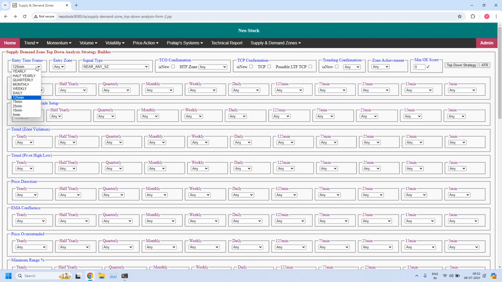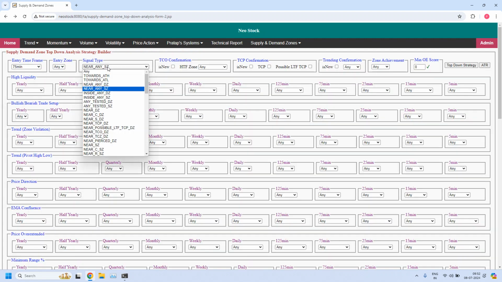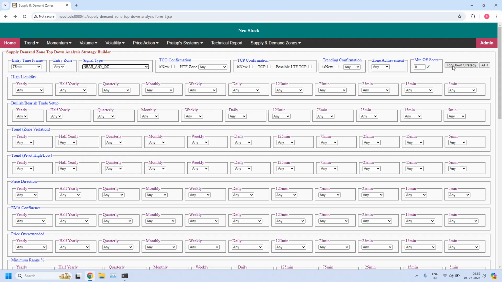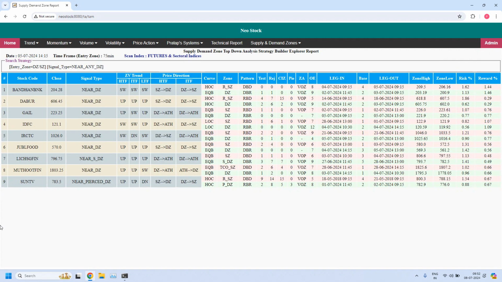Going back and changing the time frame to 75 minutes, let us find the stocks near the 75 minutes demand zone. 9 stocks are filtered. Let us identify 75 minutes high liquidity demand zones from this list. And we have LIC Housing Finance, already tested 3 times and 7 rejections. Check if any fine-tuned 5-minute zones are available. That's it. We have only one high liquidity 75 minutes demand zone from this list.